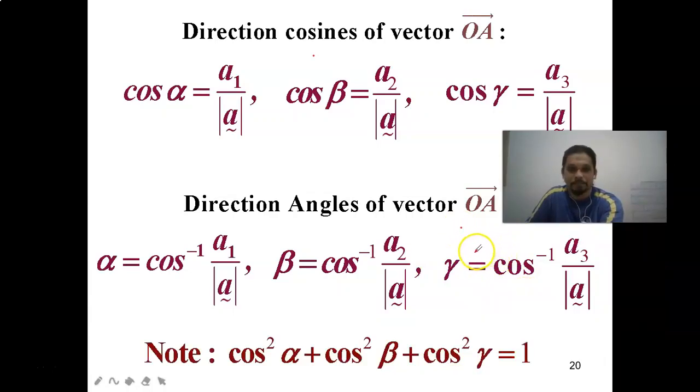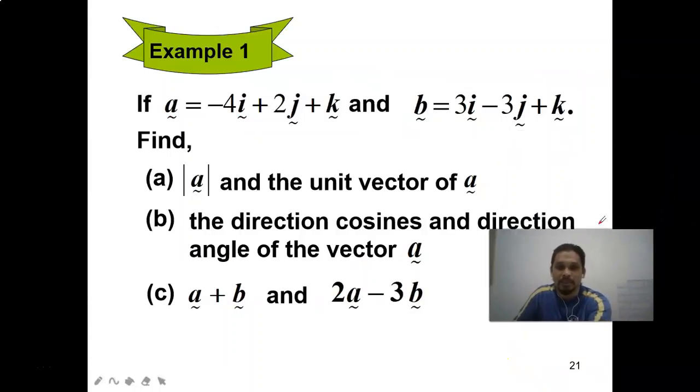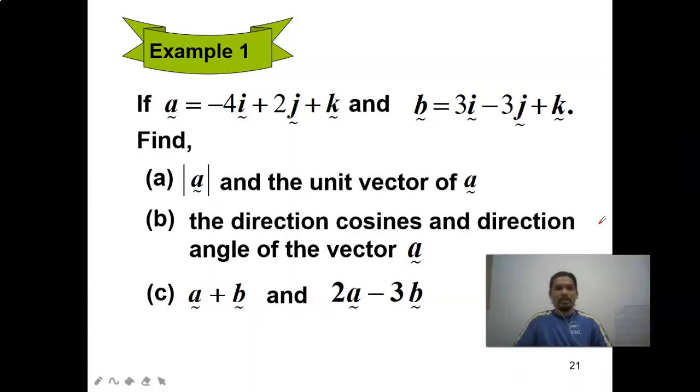Okay. And note that cos square alpha plus cos square beta plus cos square gamma equals 1. Okay, there is a given example here. If the vector A equals negative 4i plus 2j plus k, and the vector B is given as 3i minus 3j plus k, find the absolute value of the vector A and the unit vector of A.